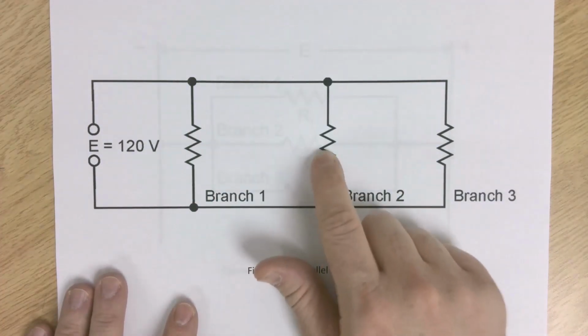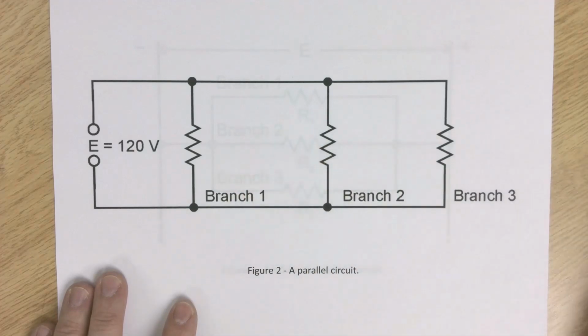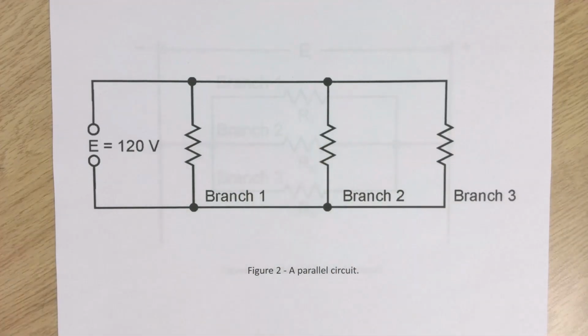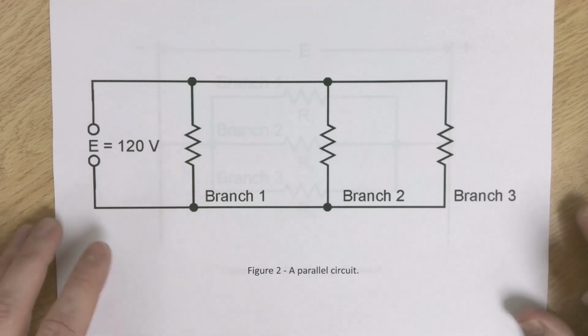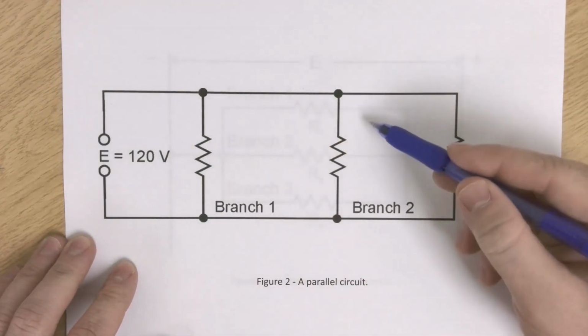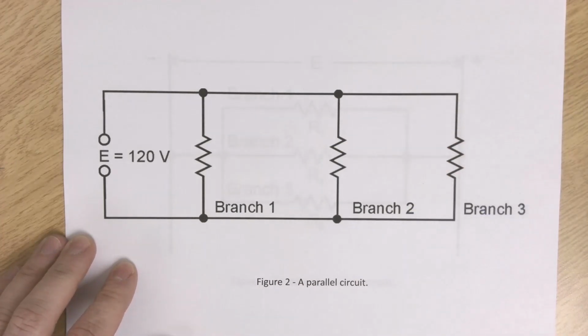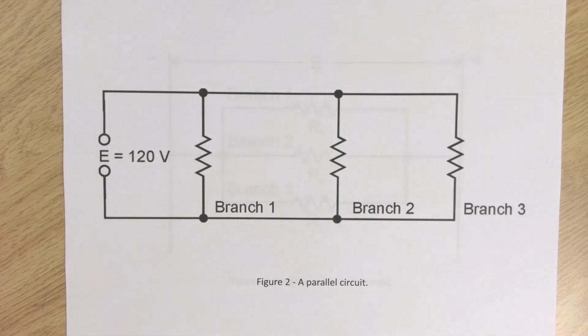But as we add branches or add these resistors in parallel, we're going to start to have some new rules because we're going to start to have different paths. If you think of each of these branches as a path, we're going to have different paths for current to go down or for current to flow.